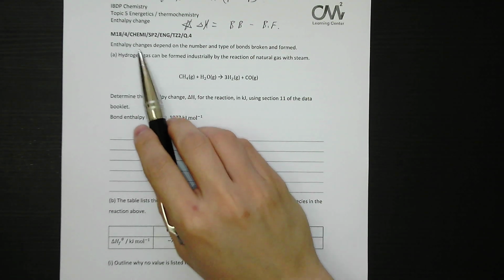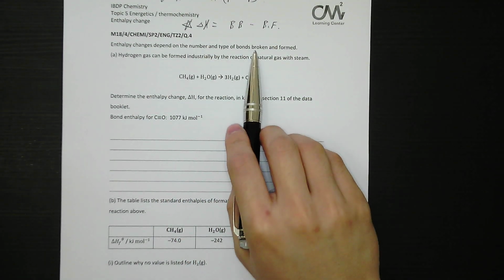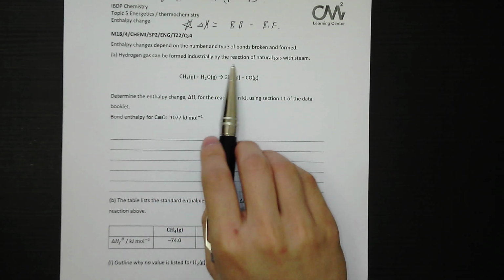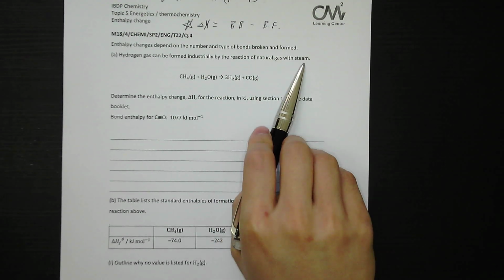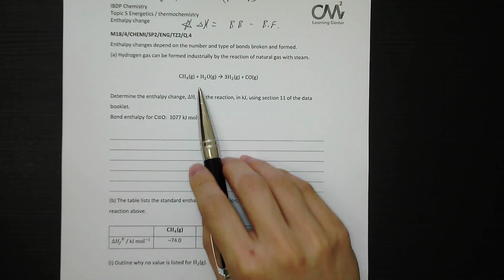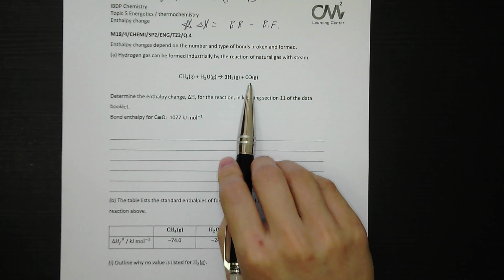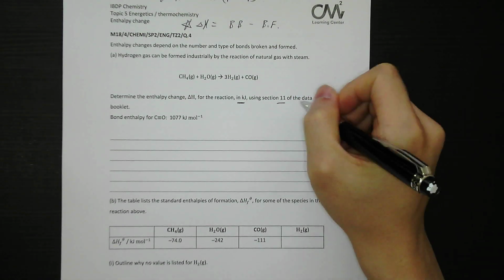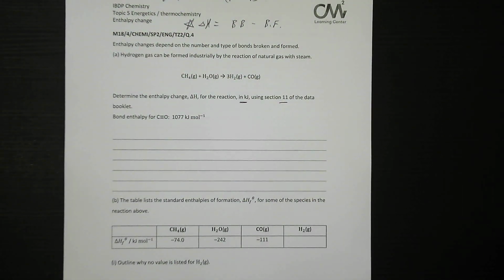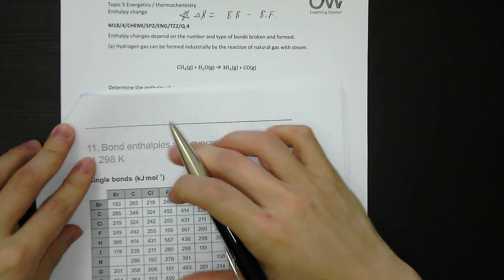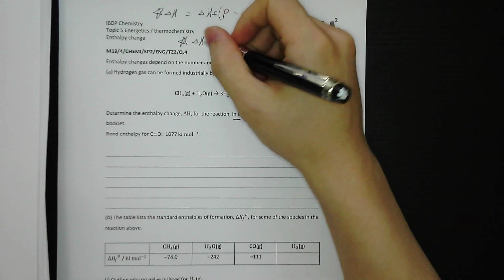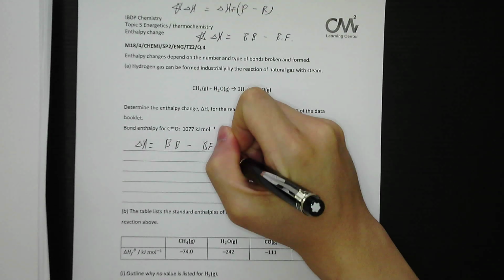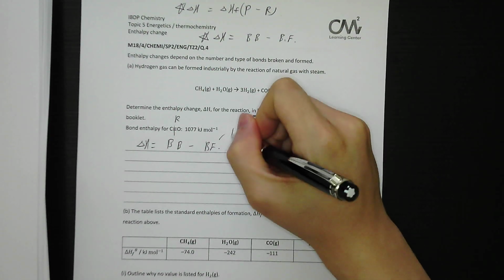For these questions, enthalpy changes depend on the number and the types of bonds broken and formed. Hydrogen gas can be formed industrially by the reaction of natural gas with steam. So methane, CH4, with steam forms hydrogen gas and carbon monoxide. Find the enthalpy change of the reaction in kilojoules using section 11 of the data book. Section 11 of the data book is the bond enthalpy values. So now we have to use this formula: delta H equals bonds broken minus bonds formed, where bonds broken is for reactants and bonds formed is for products.